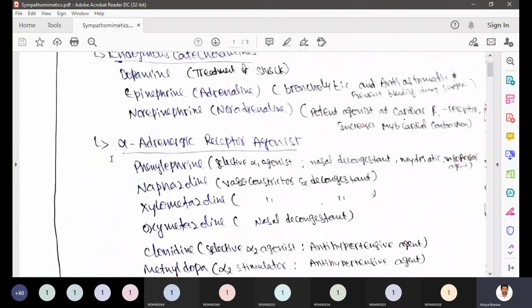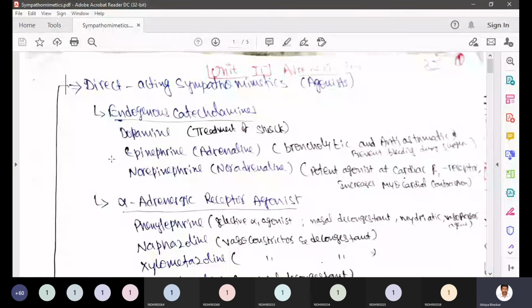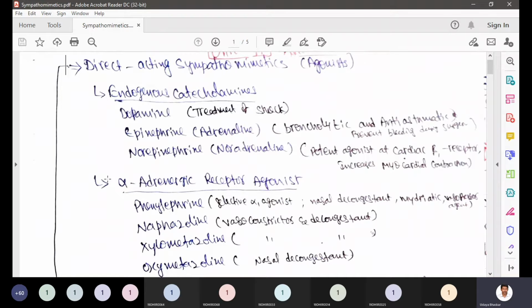It is very important. The question may be asked to write the classification of sympathomimetics, or simply classify sympathomimetics. Sympathomimetics means adrenergic agonists. Mimetics means agonists. Lytics means antagonists. And you should remember this classification, and you should write it at least 5 to 10 times to remember it. And please make note of their therapeutic uses.